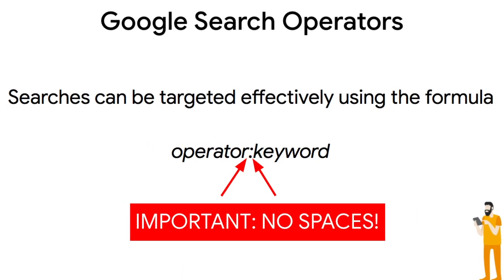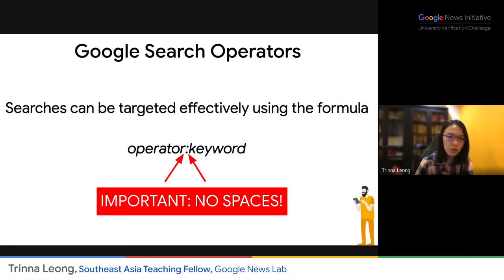Now, one thing that we want to talk about when we talk about search operators is that, when we use those search operators, you must always remember to never have spaces in between. So remember that between the colon or whatever unique identifier, you need to make sure that there are no spaces in between. Otherwise, you will not get the search result.